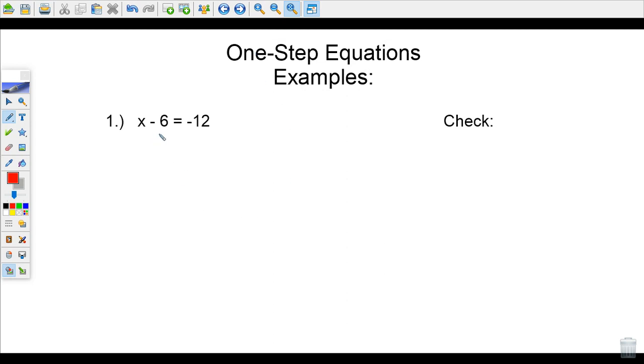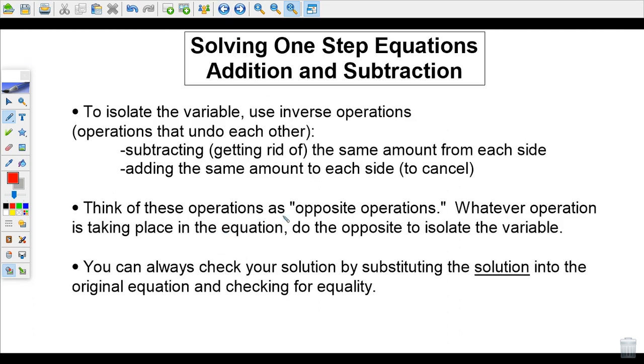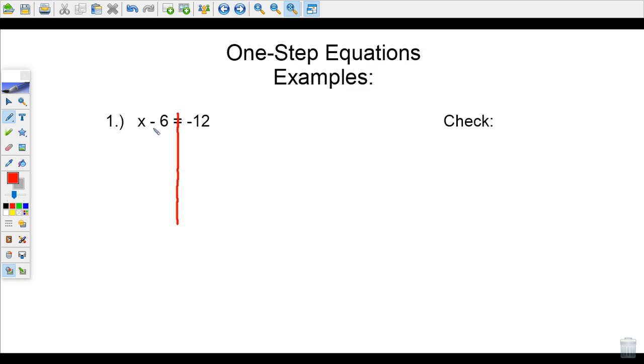Here we go. x minus 6 equals negative 12. To start, I like to draw a line down the equal sign, just so I know here's the left side of my equation, here's the right side of my equation. Now I said just briefly, opposite operations. Whatever operation I see, I do the opposite. Well, I see subtraction. So the opposite of that would be addition. It was subtracting 6, so the opposite of that would be to add 6.